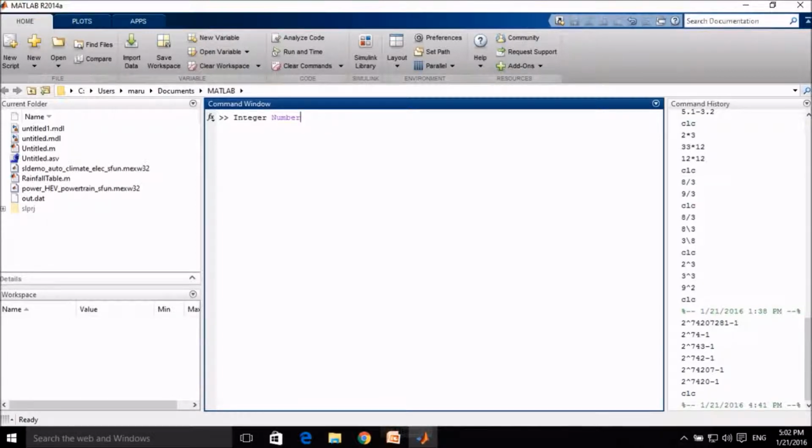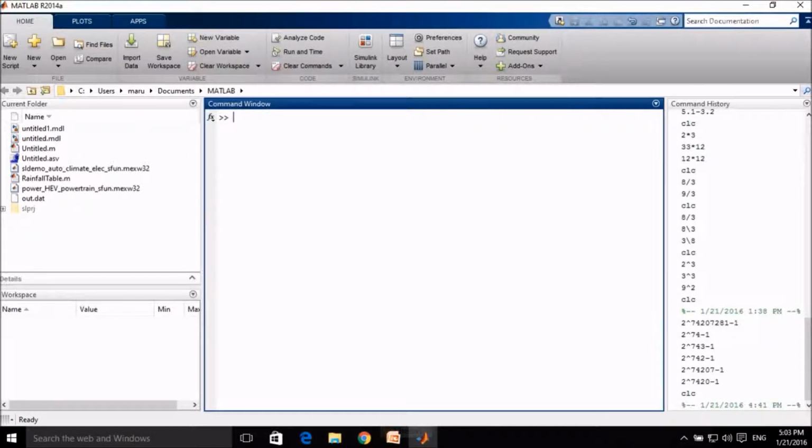Integer numbers, right? Here, an integer consists of digits 0 to 9 with a sign, minus or plus. Here we have to pay attention: the use of space, comma, and characters is not allowed. Let's have examples based upon integers.